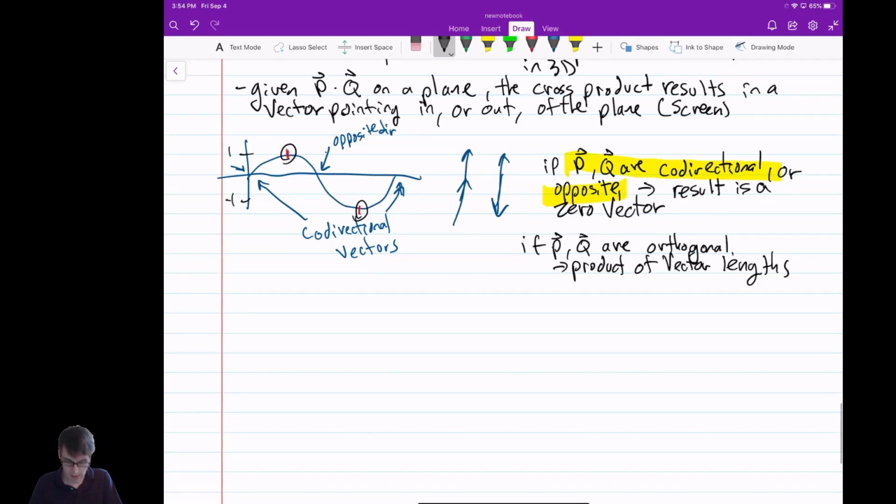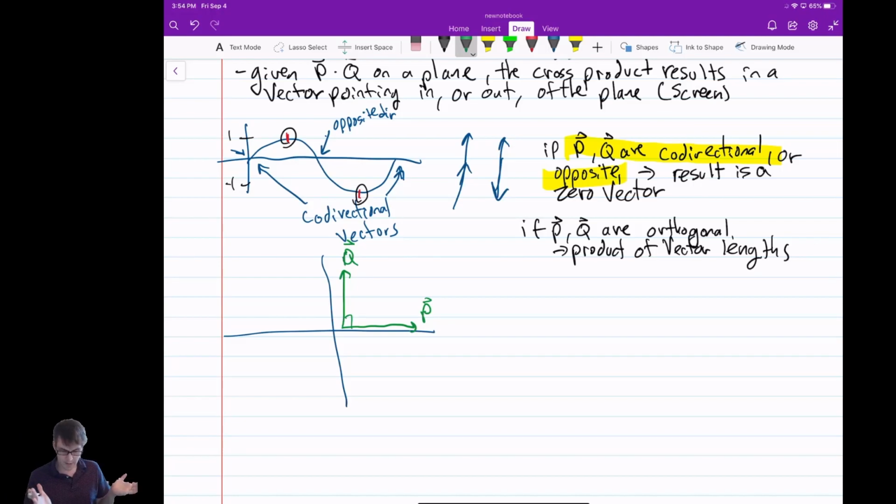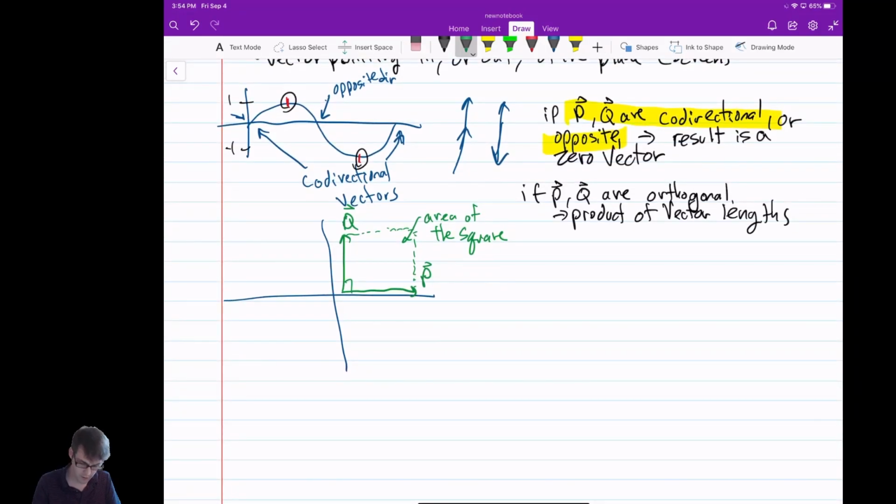Now this might not seem that interesting to you, but let me draw it out and you'll see, hopefully quickly, why this is interesting. So here's another thing. Now just bear with me. I'm going to put them straight like this. So this is a straight up and down vector. This is a straight left and right vector. This is Q. This is P. Okay? Cool. So they're orthogonal. Good. And if they're orthogonal, then my cross product gives me the product of their lengths. The length of P times the length of Q is the area of the square, right? So if P and Q are orthogonal, it just gives us the product of vector lengths, which actually is the area of the square.